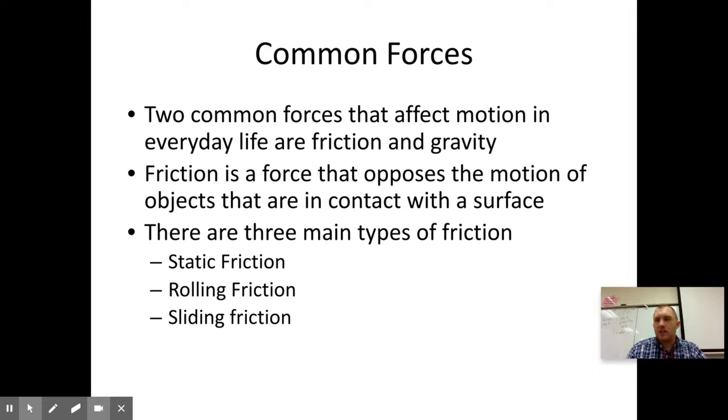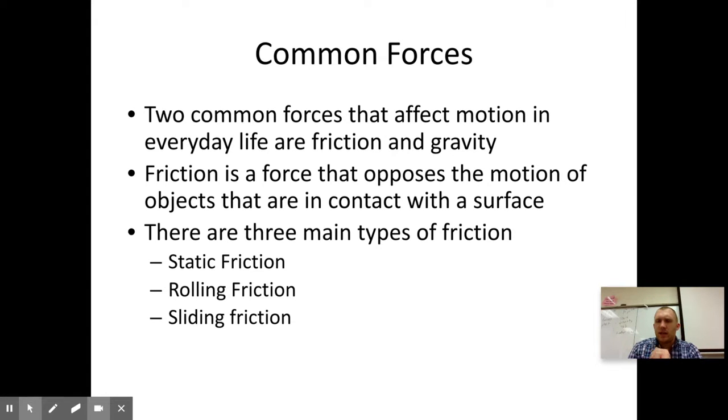Some common forces, and this is physical science where we want to talk about common stuff, basically it's friction and gravity. Really, there are other forces out there, don't get me wrong, but in our everyday life, which is what physical science is supposed to be, we're really talking about friction and gravity. Friction is a force that opposes the motion of any objects that are in contact. So if they're in contact with a surface and rubbing against each other, or if they're colliding with each other, that's friction. Friction can be broken down into static, rolling, and sliding.